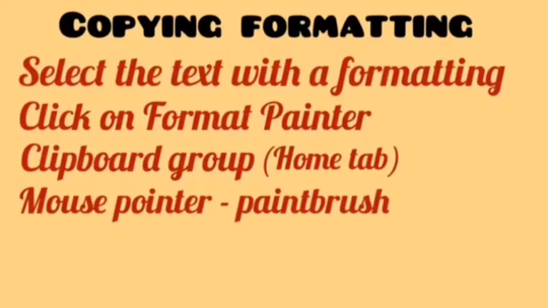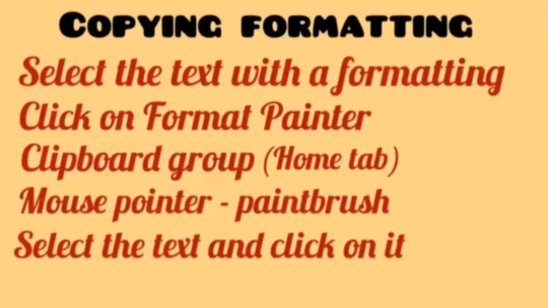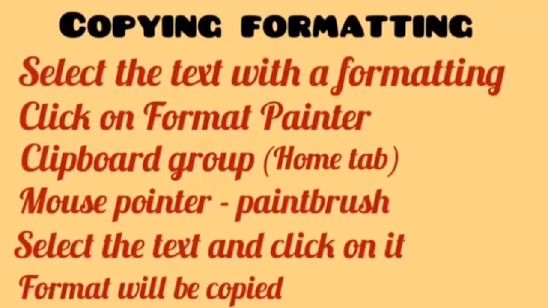When I click on that, the mouse pointer will change to Paintbrush. You can see the mouse pointer has changed to Paintbrush. When I'm clicking on that, what will happen? I have to select another portion of the text and then I have to click on it. So what will happen? The formatting of the previously selected text will be applied to this particular selected text.